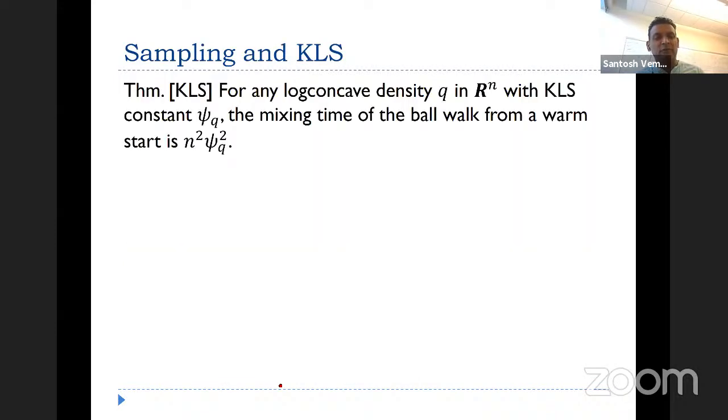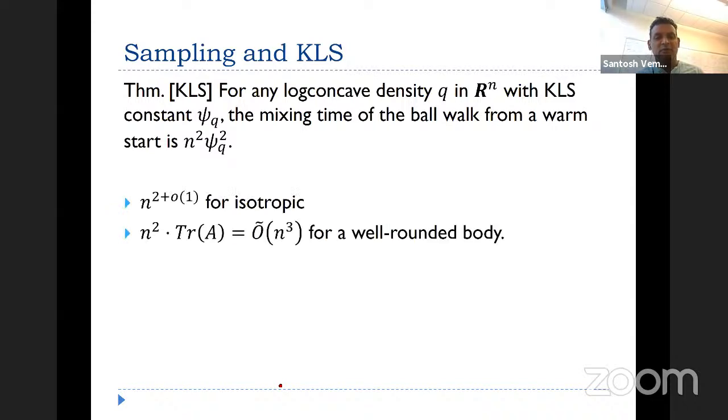Okay, so that's the theorem, and I mentioned already this. Now the second line is important, because while sampling is directly related to this isotropic constant, volume turns out to be considerably more difficult. In particular, we'll have to deal with non-isotropic bodies in the course of the volume algorithm. And there, the bound where we have n squared times the trace of the covariance, which is the bound from Kannan, Lovász, and Simonovits, will be important. And that gives n cubed.